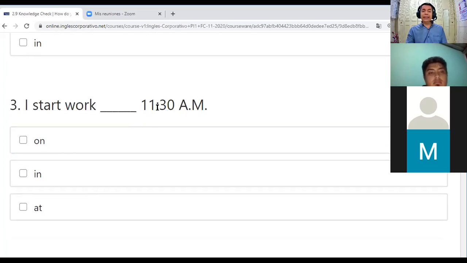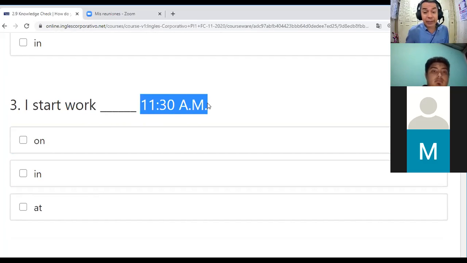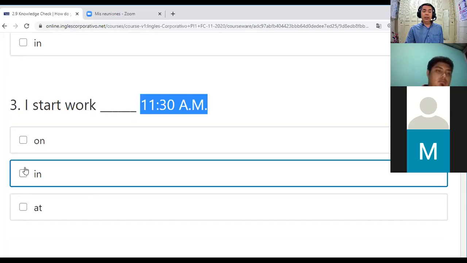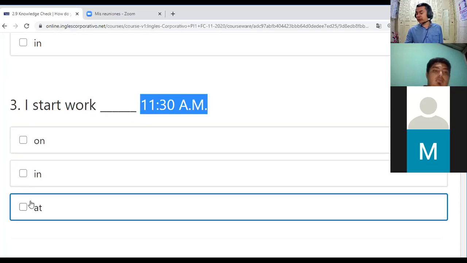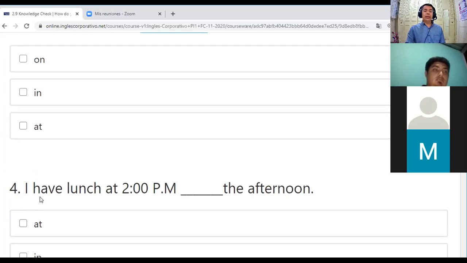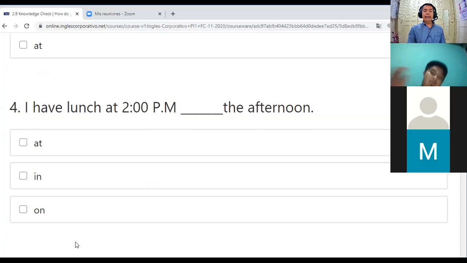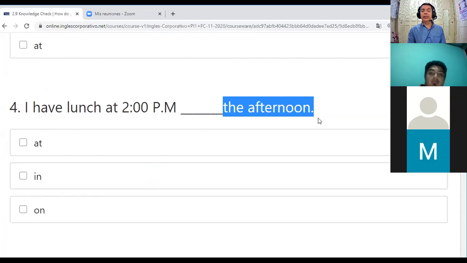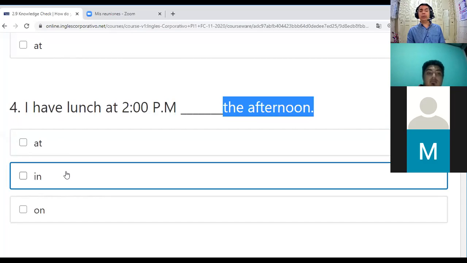Now, again, exactly time, look. Well, it's not exactly, but it's 11:30, right? But it's time. So what do you use when you talk about time? On, in, or at? Okay. Then I have lunch at 2 p.m. At the afternoon, in the afternoon, or on the afternoon. Remember, portions of the day, right? ¿Se acuerdan cuál preposición usamos en el portion of the day?